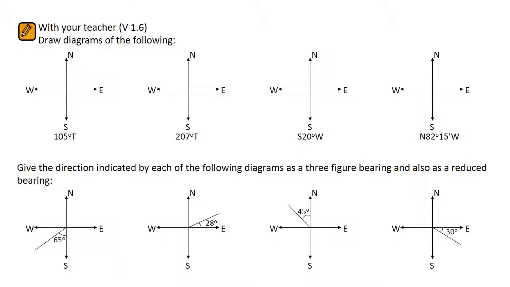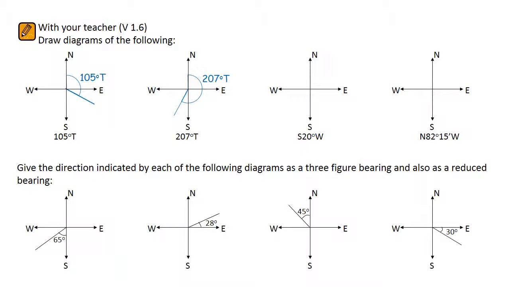The first is 105 degrees true. That means from north, rotate 105 degrees in a clockwise direction. We should have something that looks a bit like this. The second one is 207 degrees true. So from north, rotate 180 degrees will get you to south, and then another 27 degrees. So 207 degrees will be somewhere out here.